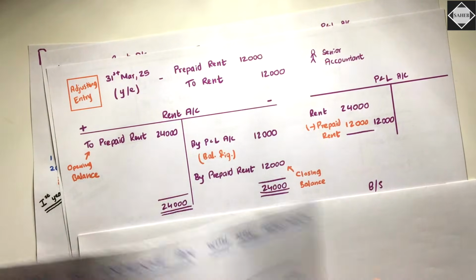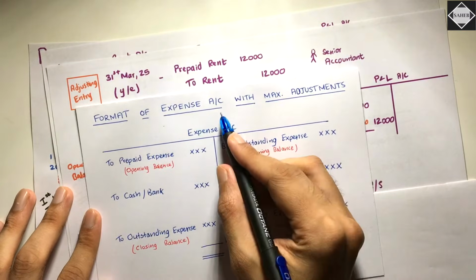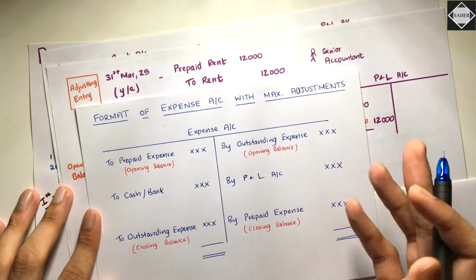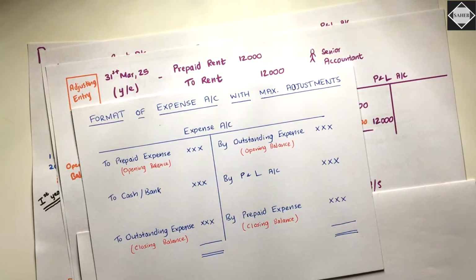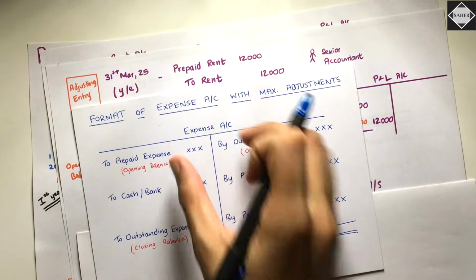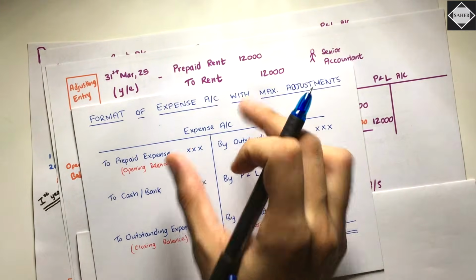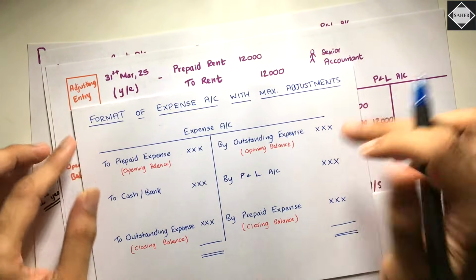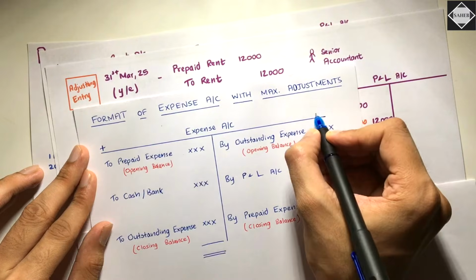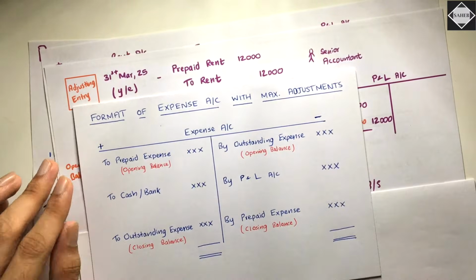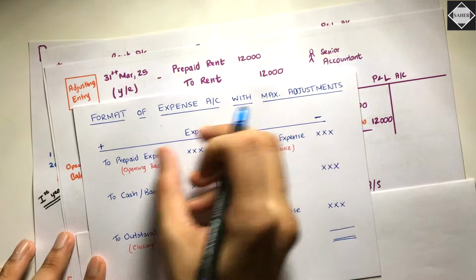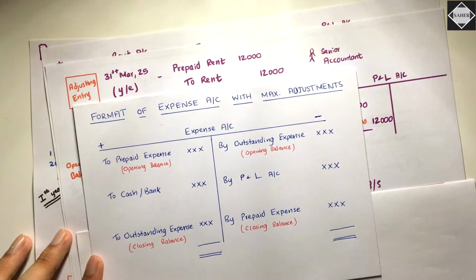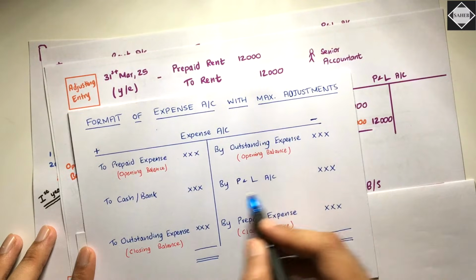Okay, format of expense ledger account. See, format of expense account with adjustment of outstanding expense and prepaid expense, accruals and prepayments. So how do you do this? It's really simple. This is a debit balance account. Normal balance is debit for an account of this nature. So debit means plus and credit means minus. Is that clear? Whenever a payment happens, expense has increased and payment has been done. Payment will always appear on the debit side, and the profit and loss balance will always appear on the credit side.